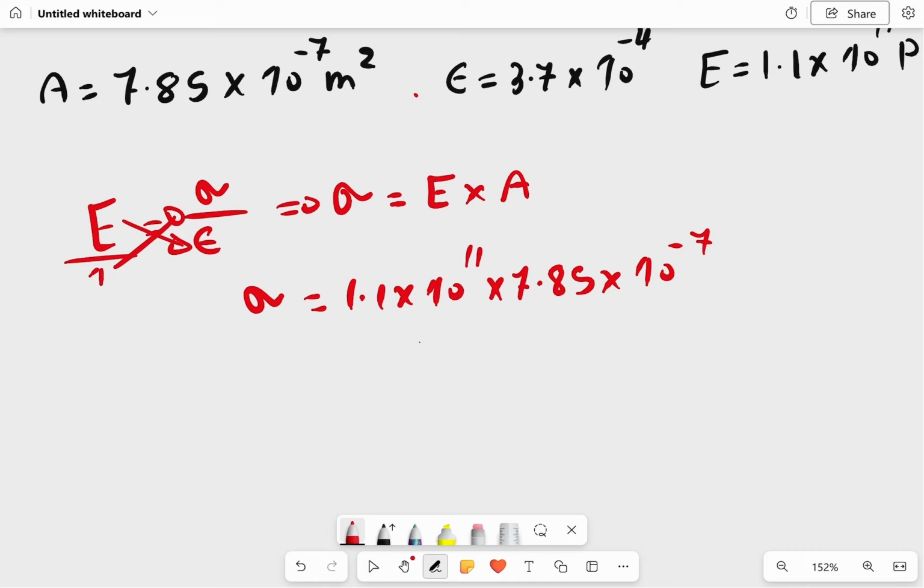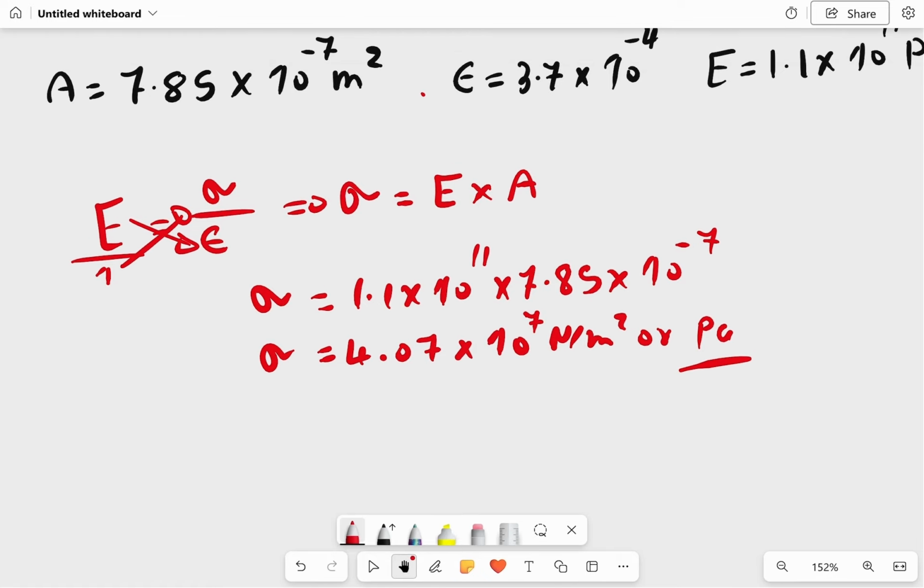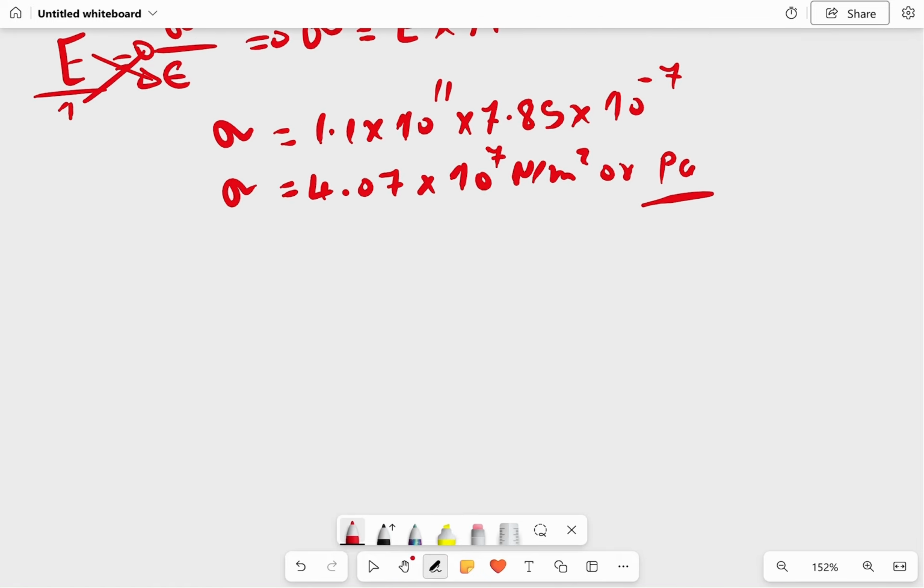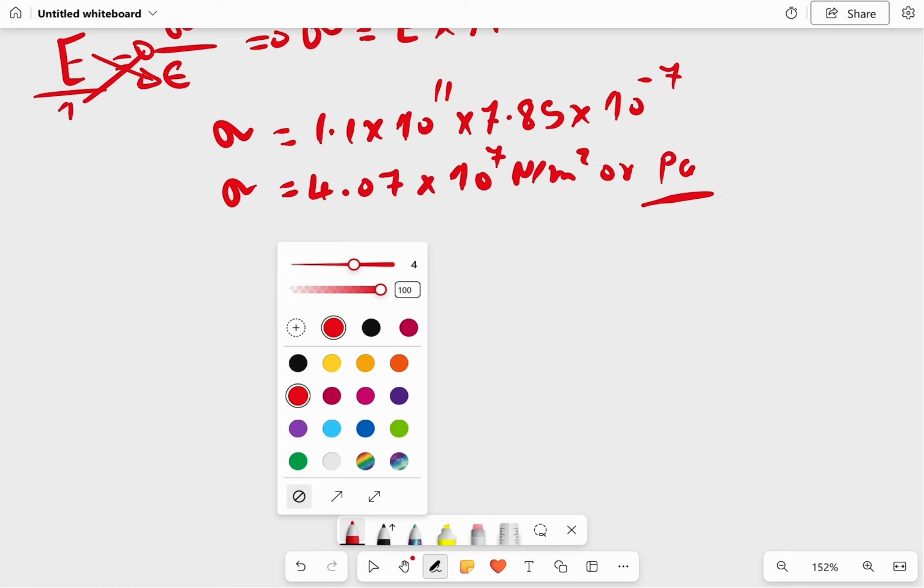Then what will be the final result? Stress is equal to what? Stress will be equal to 7.07 times 10 to the power of 7 Newton per meter squared or Pascal. Okay, this is what? This is stress. Okay, you found stress. Now it says calculate tension. Now let's use the other equation which we have tension.